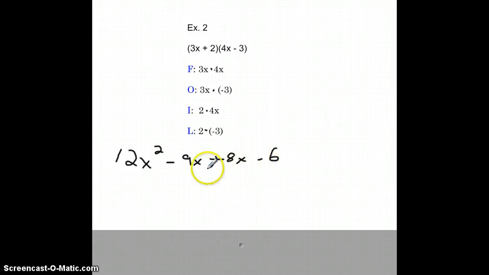And again, let's combine our like terms. Right here we have an x, we have an x. And our first and our last don't have like terms. So 12x squared. Negative 9, positive 8 is negative 1, or negative x. And then minus 6. The inside terms will not always cancel out just to the x. That's just coincidental here. So there's our final answer.